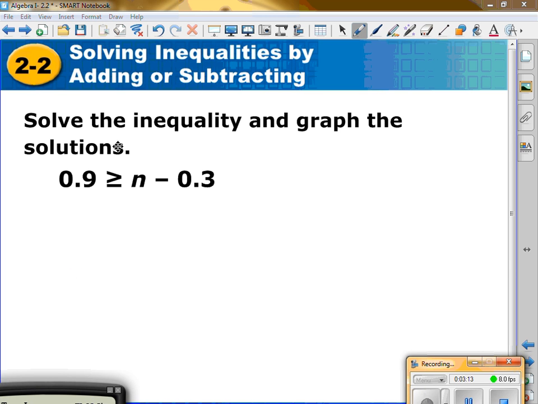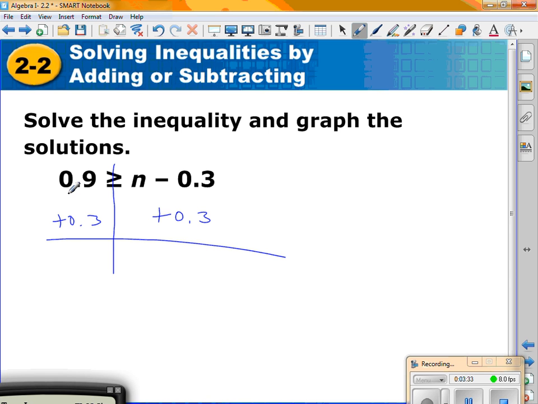All right, I'm going to draw my wall. What side's my variable on? It is on the right-hand side. So what do I need to do? Add 0.3. What does this mean in money? 90 cents. What does this mean? 30 cents. If I had 90 cents and 30 cents, what do I have? $1.20 greater than or equal to n.